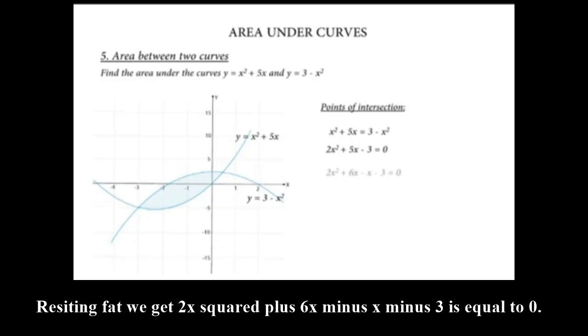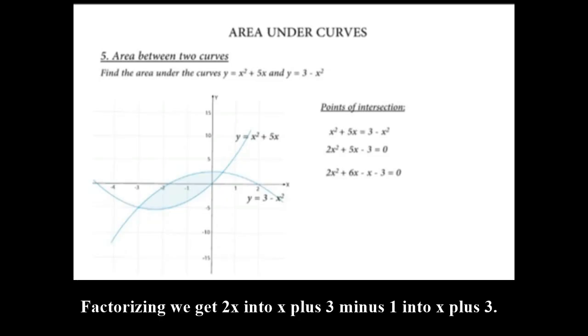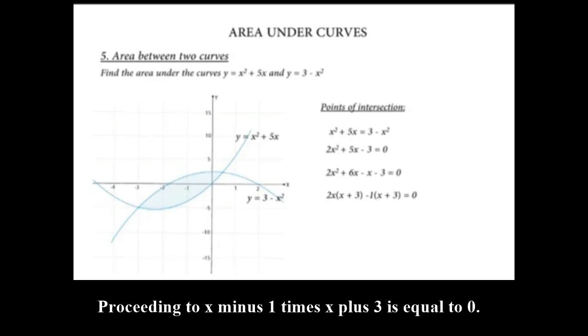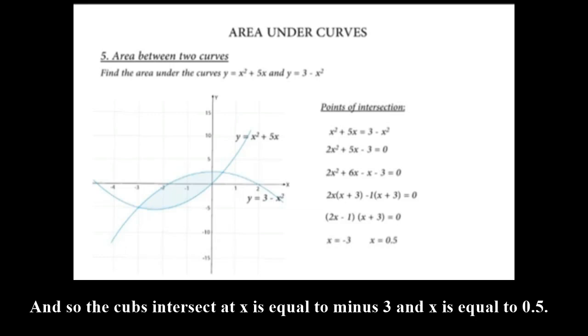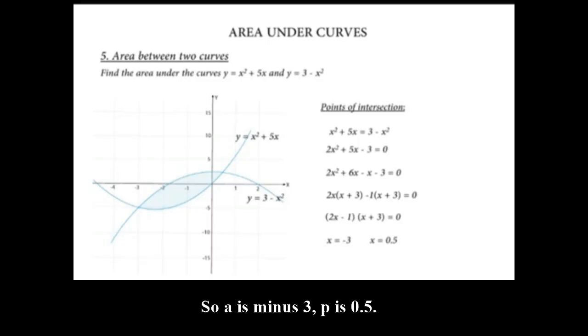Rewriting that, we get 2x squared plus 6x minus x minus 3 is equal to 0. Factorizing, we get 2x into x plus 3 minus 1 into x plus 3. Proceeding, 2x minus 1 times x plus 3 is equal to 0. And if we solve that, x is equal to minus 3 and x is equal to 0.5. And so the curves intersect at x is equal to minus 3 and x is equal to 0.5. So a is minus 3, b is 0.5.